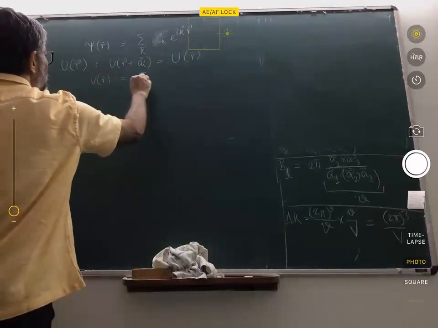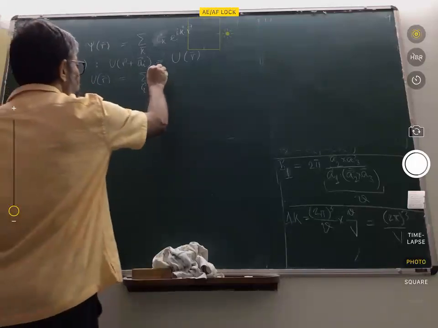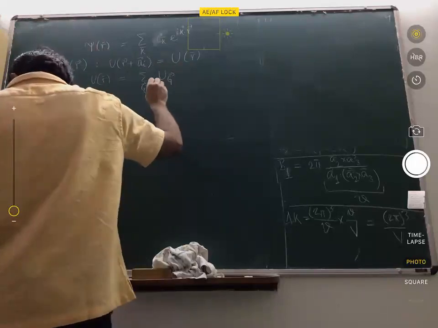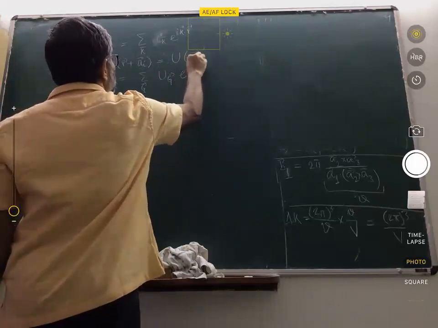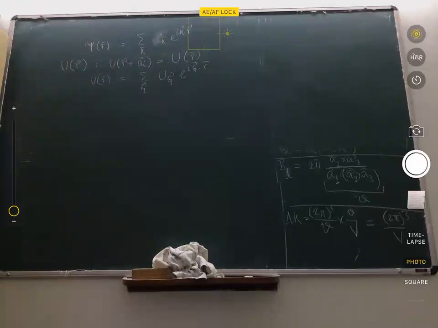has Fourier components only at the reciprocal lattice vectors. So that we will write as this. This is something we discussed last time.